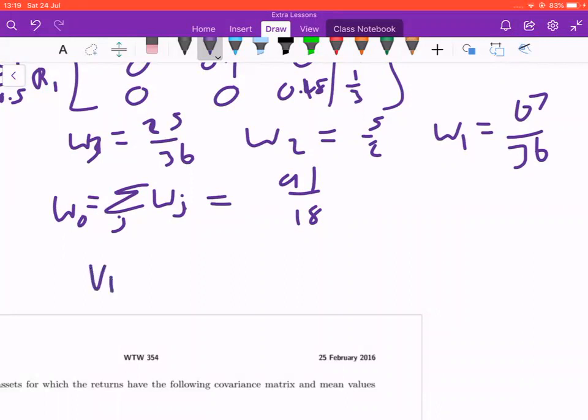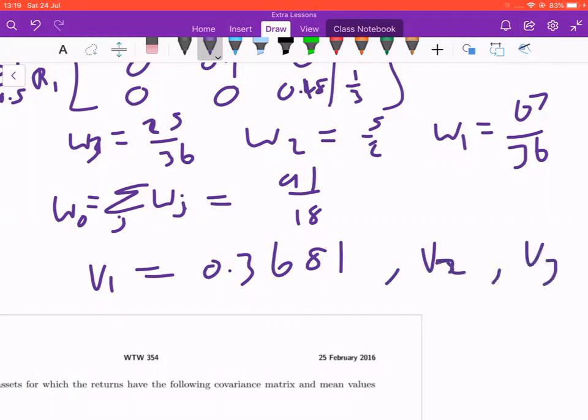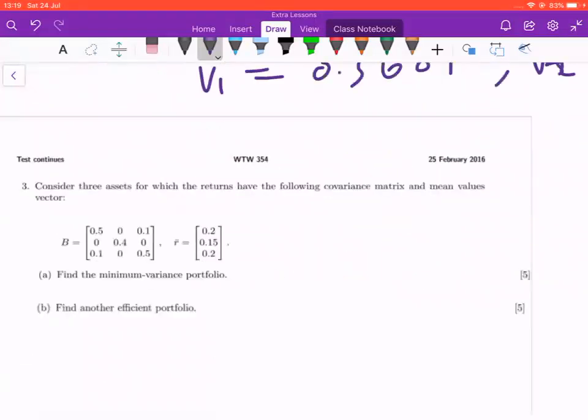So the weight of 1 is going to be equal to what? It's going to be equal to 67 over 36 over 91 over 18, which is 0.368. You guys can confirm if you find the same answer. So you can do the same for all the weights for 2 and for 3. And then they can ask another question.